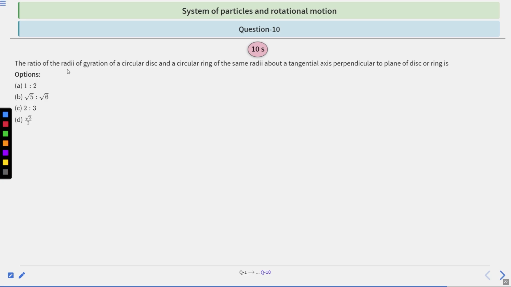The ratio of the radii of gyration of a circular disc and a circular ring of the same radii about the tangential axis perpendicular to the plane of the disc or ring is what? The given options are: option A 1:2, option B root 5 : root 6, option C 2:3, and option D root 3 divided by 2. Which one is correct? You have 10 seconds to solve this question. After 10 seconds, we will provide the solution.